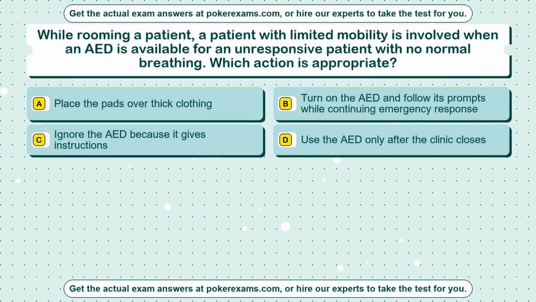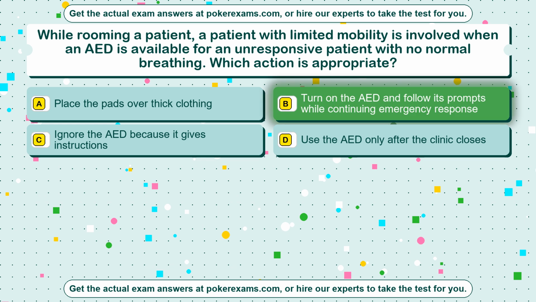Question 7. While rooming a patient with limited mobility is involved when an AED is available for an unresponsive patient with no normal breathing. Which action is appropriate? Option A. Place the pads over thick clothing. Option B. Turn on the AED and follow its prompts while continuing emergency response. Option C. Ignore the AED because it gives instructions. Option D. Use the AED only after the clinic closes.